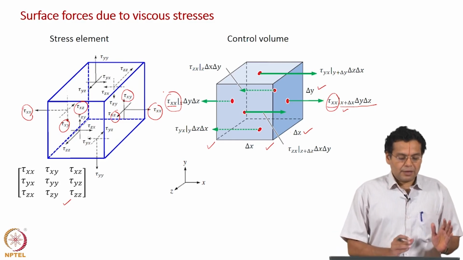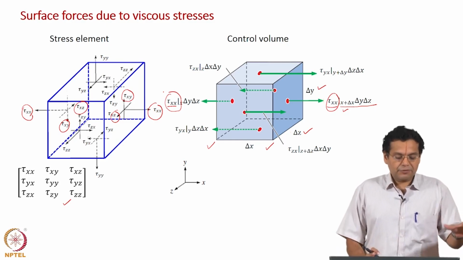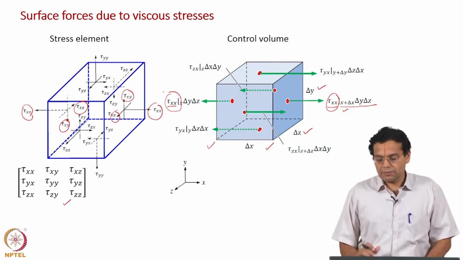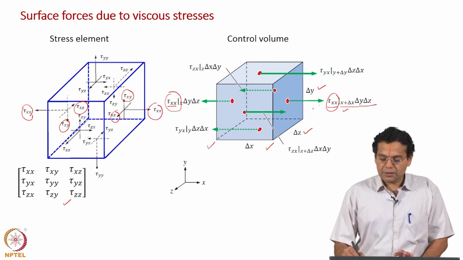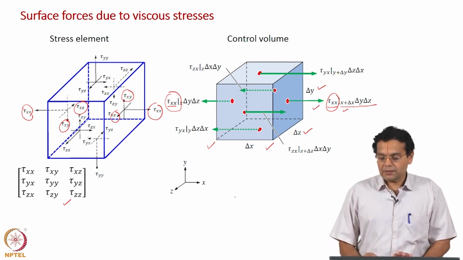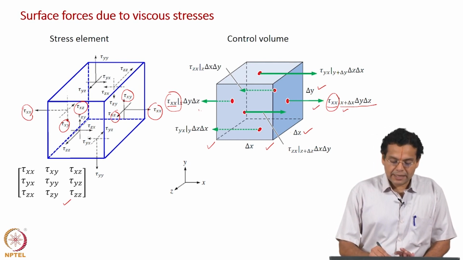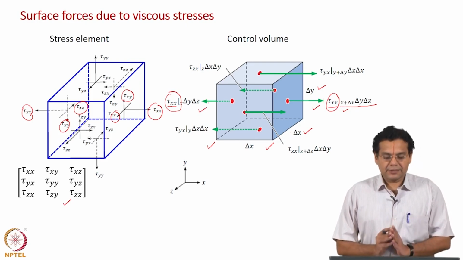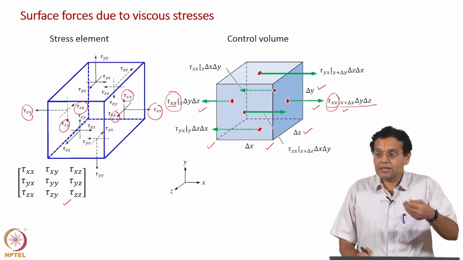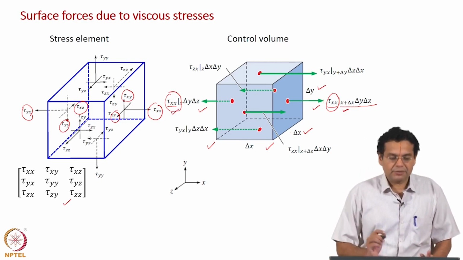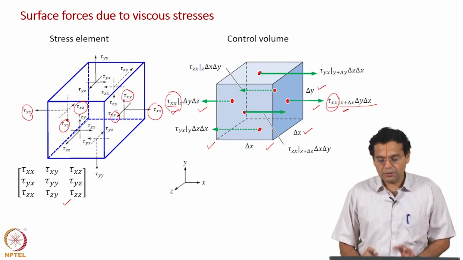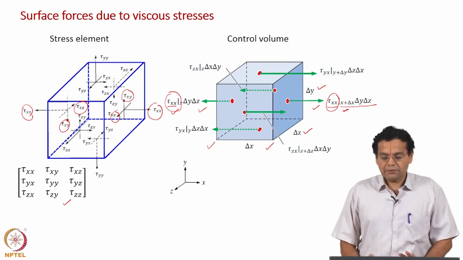So, now if you compare the stress element on the left hand side and the control volume on the right hand side, first of all, the same sign convention has been used: force along the positive x axis on the right face, force along the negative x axis on the left hand side face. What is the difference? As we have done for pressure, we have taken into account the spatial variation of the normal stress. Now, let us go to the top and bottom face.